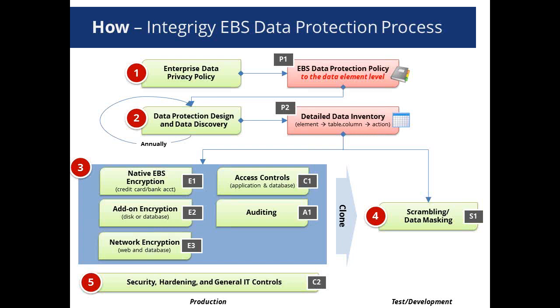We start off looking at your enterprise data privacy policy. From that, we develop a very detailed Oracle E-Business Suite data protection policy. This goes down to the data element level. So when we talk about Social Security numbers, we're not just talking about employee Social Security numbers. You might have vendor Social Security numbers. You might have customer Social Security numbers. And what you do with each of those should be considered a different data element.